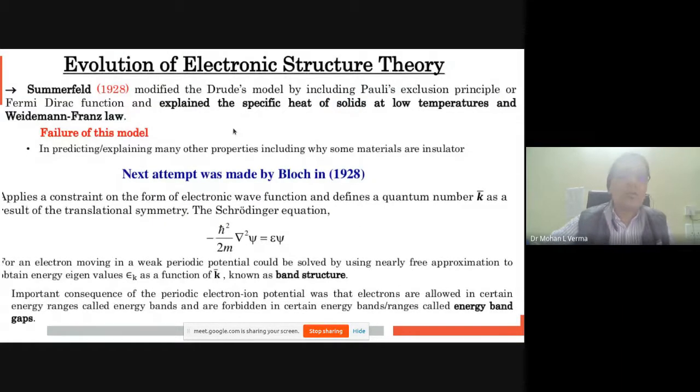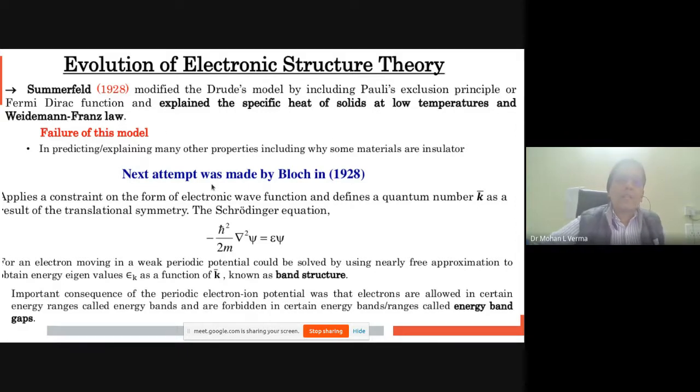Then Sommerfeld modified the Drude model by including Pauli's exclusion principle, that is, by including the Fermi-Dirac distribution function, and explained the specific heat of solids at low temperature, and the Wiedemann-Franz law. The failure of the Sommerfeld model is that it does not explain many other properties, including why some materials are insulators.